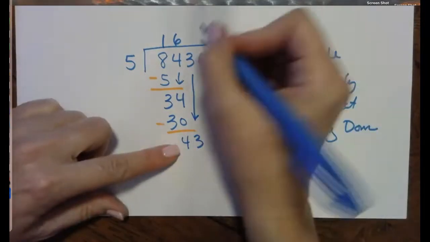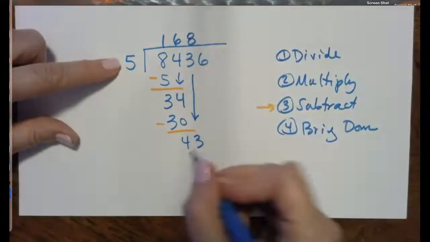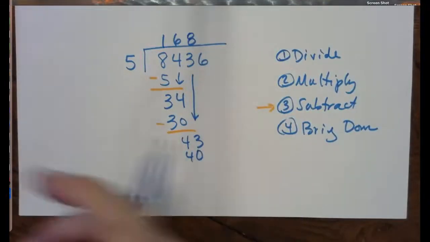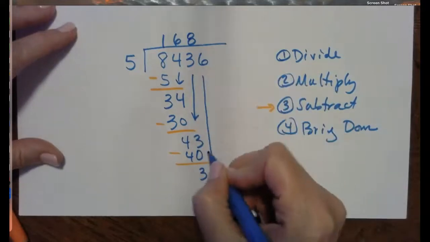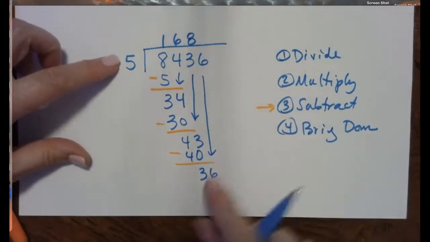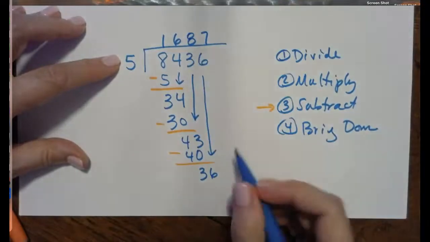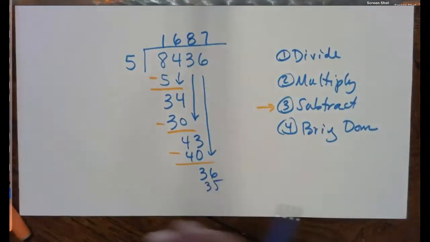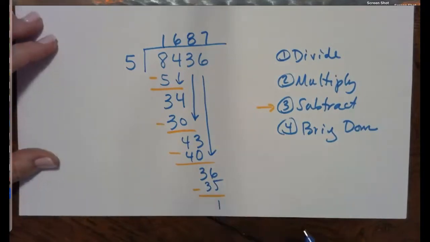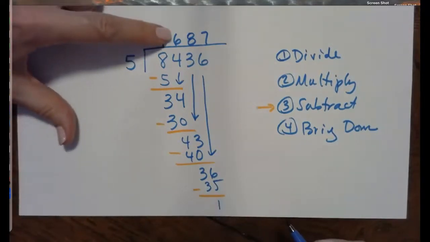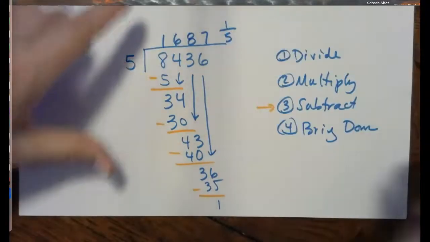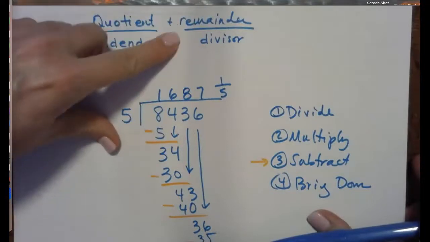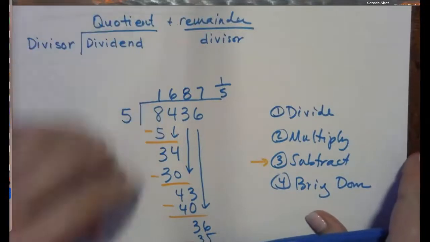5 goes into 43 8 times. 8 times 5 is 40. Draw the line, change the sign. That's 3 left over, and finally bring down the 6. 5 goes into 36 7 times. 7 times 5 is 35. We will subtract, draw the line, change the sign, remainder 1. 1,687 and 1/5. Remember, our remainder is always out of our divisor.